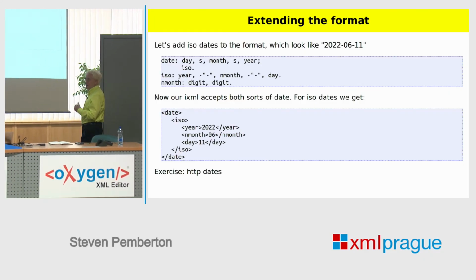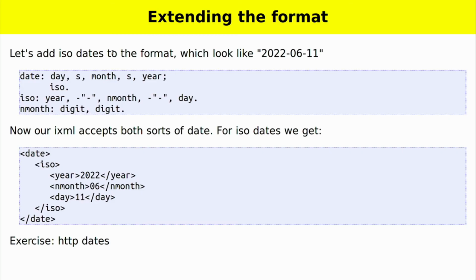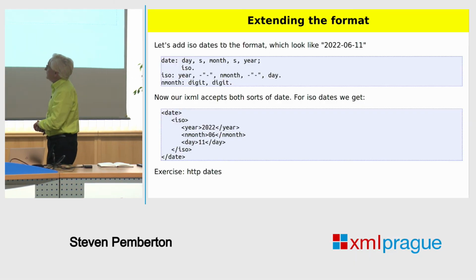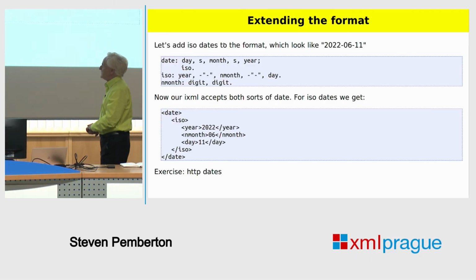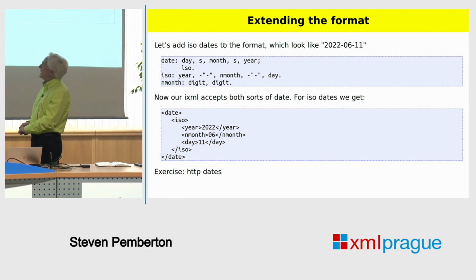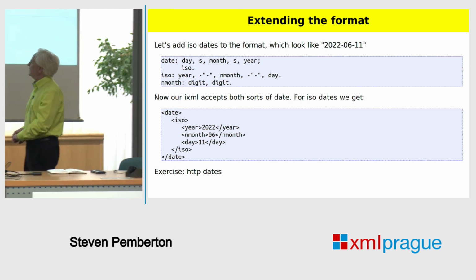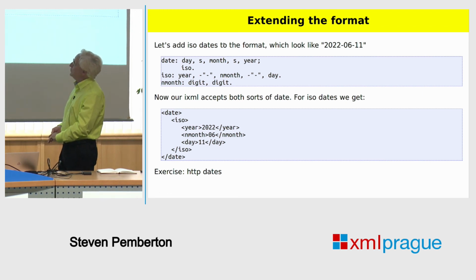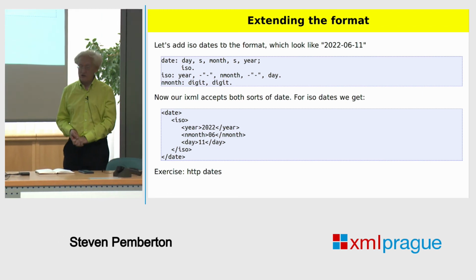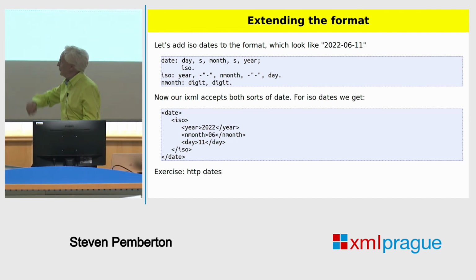So up to now, our iXMLs have only been accepting a single format and converting that. But now we're going to add another date format so that it recognizes either of them. So apart from the dates that we've been accepting up to now, day, month, year, we're going to add ISO dates, where an ISO date is a year, a hyphen, which gets deleted, a numeric month, a hyphen, and a day, where a numeric month is just 2 digits. So, for ISO dates, we would get something looking like this.